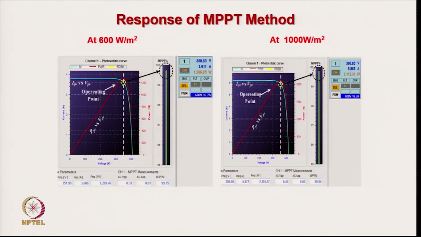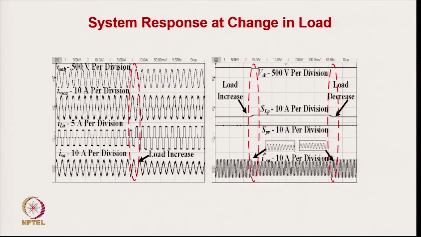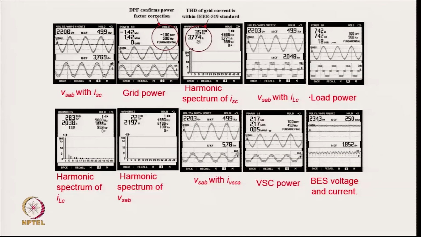And this is the maximum power tracking at 600 watt per meter square and 1000 watt per meter square of solar, and the response to the change of load. If you increase the load, you can see how the grid current is affected, how the converter current is affected, and how the load power is affected. And here the THD you are getting is of the order of 3.5% for the grid current, where the THD of the voltage was 2.2%.